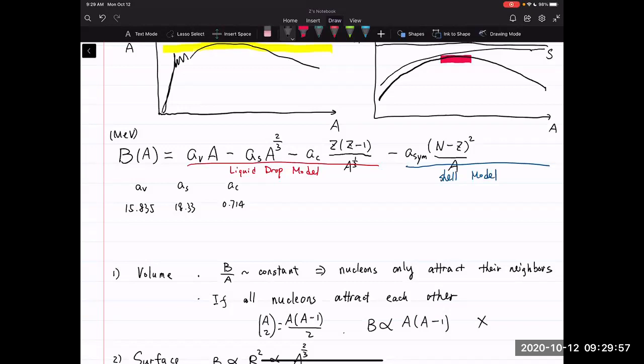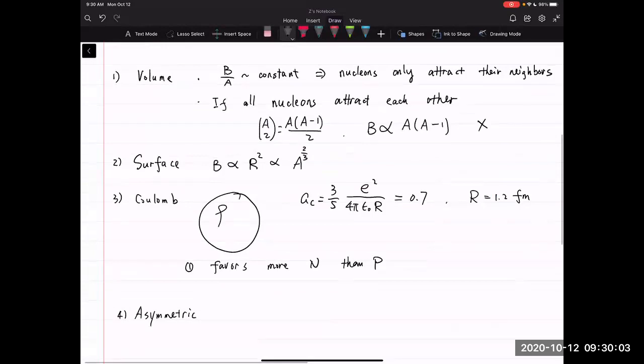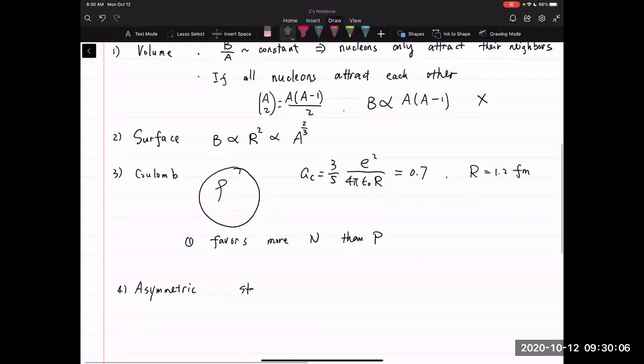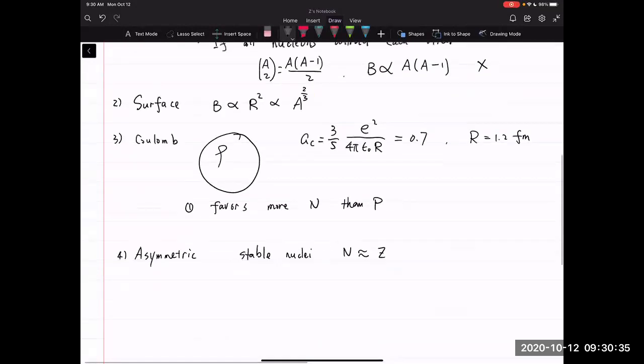Okay. So let me leave one comment here. Because of this term, for most of the stable nuclei, N is proportional to Z. Right? If N is not the same as Z, then this term is going to penalize the binding energy or cause instability of the nuclei. The larger the difference between N and Z, the lower the binding energy, which means the less stable the nucleus is. Okay.